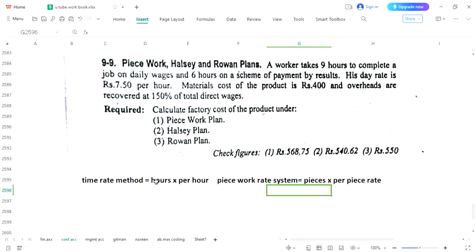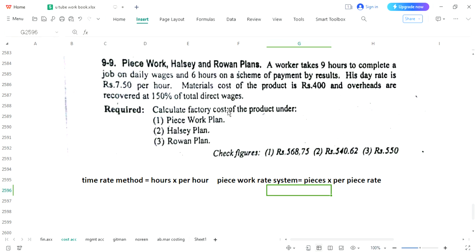So these are two methods, and even if you are using, look over here, requirements are piecework, Halsey and Rowan, whatever the method is, actually we will be using the same thing. Either it's time taken multiplied by per hour rate, or pieces made multiplied by per piece rate. So directly or indirectly we will be relating with these two methods. The question is in front of you, and you can see that it's not a very long question, but concept wise it is very important.